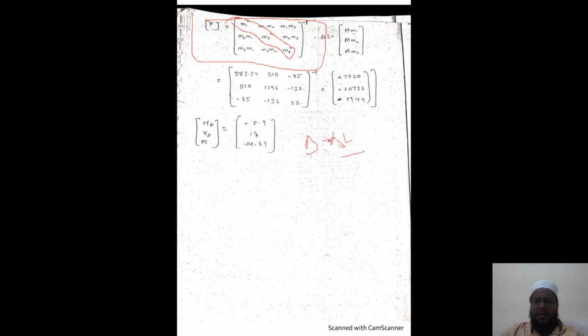this is my delta L, so all the values were in negative, so all these values will become positive. Minus into minus will get positive. So multiply this one, you will get the value of hd, vd and m. So here we got the value of hd as minus 8.9, vd as 18 and moment as minus 14.89.